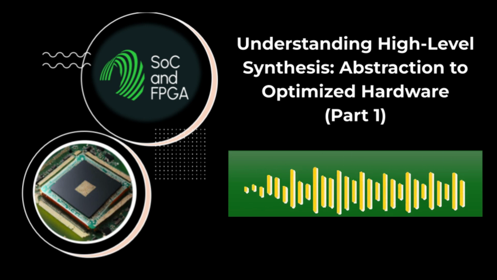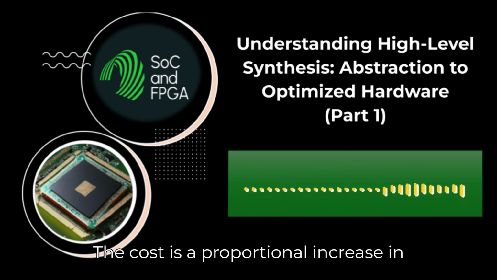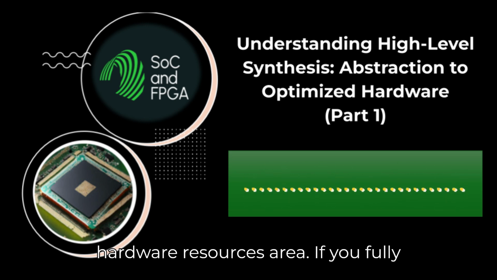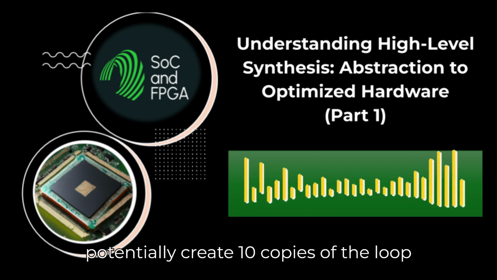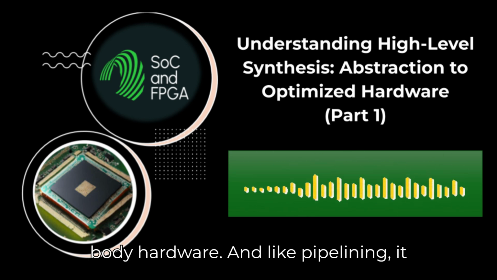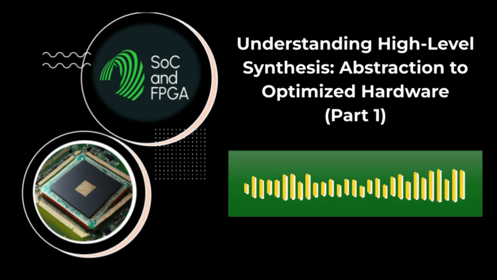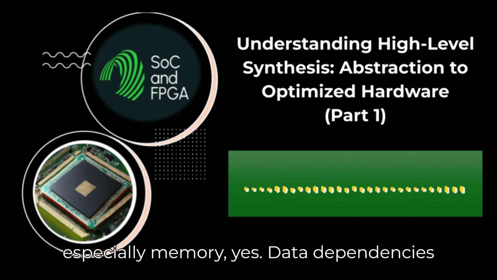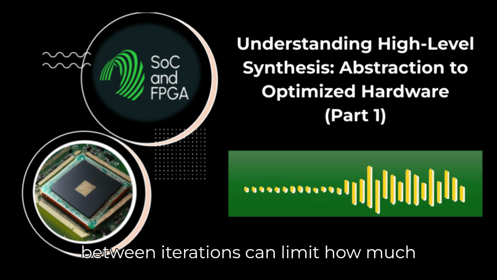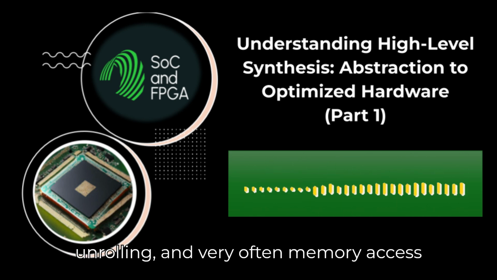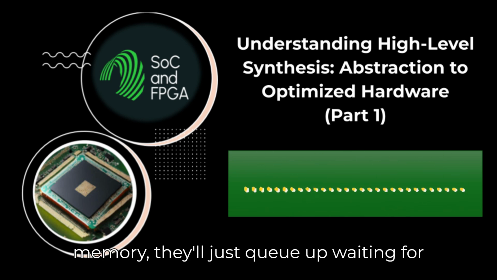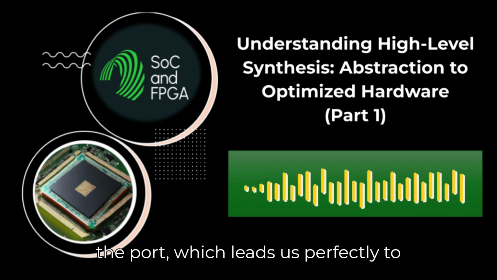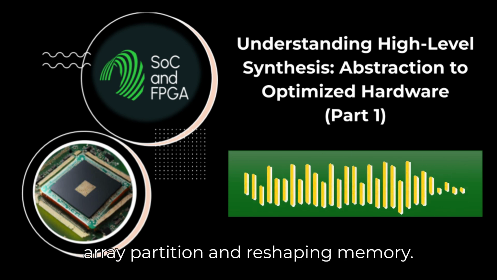But the cost is area. The cost is a proportional increase in hardware resources, area. If you fully unroll a loop of 10 iterations, you potentially create 10 copies of the loop body hardware. And like pipelining, it can be limited by dependencies, especially memory. Yes. Data dependencies between iterations can limit how much effective parallelism you get from unrolling, and very often memory access becomes the bottleneck. If all those unrolled copies need to access the same memory, they'll just queue up waiting for the port. Which leads us perfectly to array partition and reshaping memory.